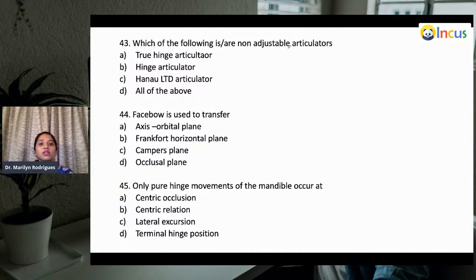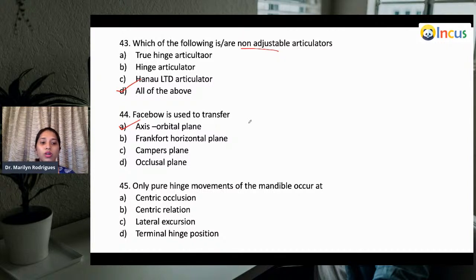Which of the following is or are a non-adjustable articulator? True hinge articulator, hinge articulator, both are non-adjustable, and this is also non-adjustable. So the answer is D, 43D, all of the above. Face bow is used to transfer, the answer to question number 44 is A, axis orbital plane.